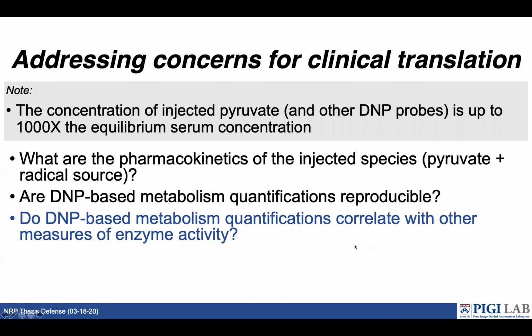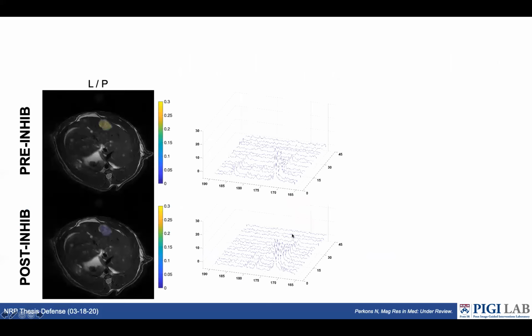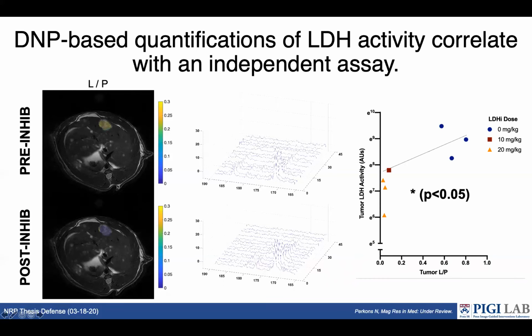Another is, do these quantifications of metabolism correlate with other measures of enzyme activity? And for this, I returned to a similar experiment to the ones I've talked about before, where I used an LDH inhibitor, except I just varied the dose between a couple of different levels. And I measured the same sort of measurements, so lactate to pyruvate before and after giving a drug. And then immediately after this measurement, I sacrificed the animals and upon necropsy harvested the tumors and homogenized them and used a spectrophotometric assay of enzyme activity and correlated that with the imaging measurements. And what I found was that DNP-based quantification of LDH activity correlated significantly with those measurements.